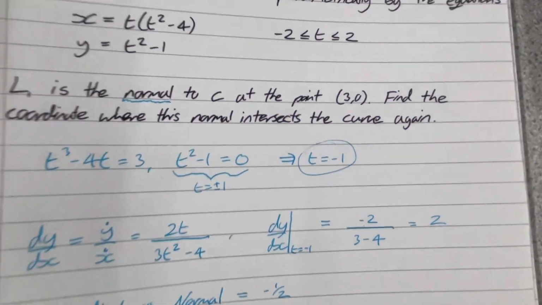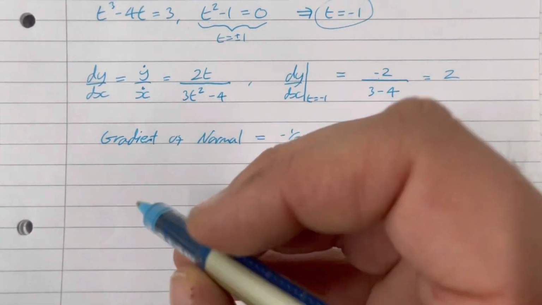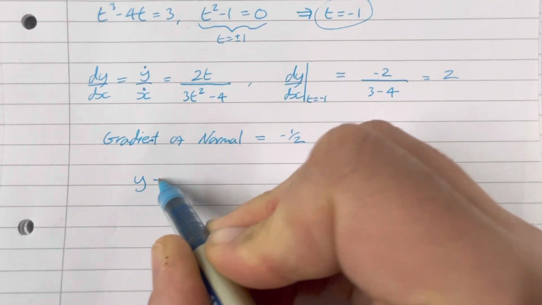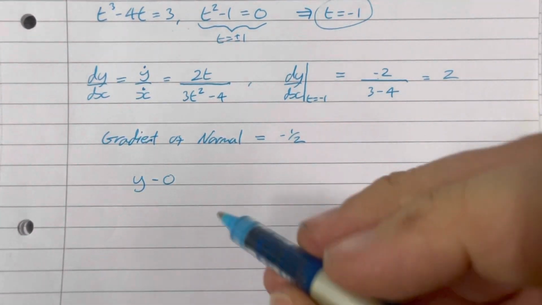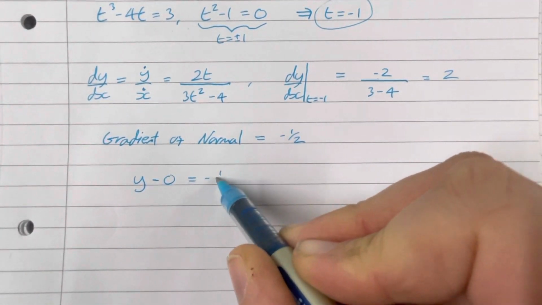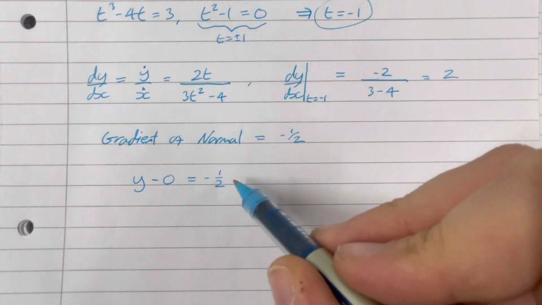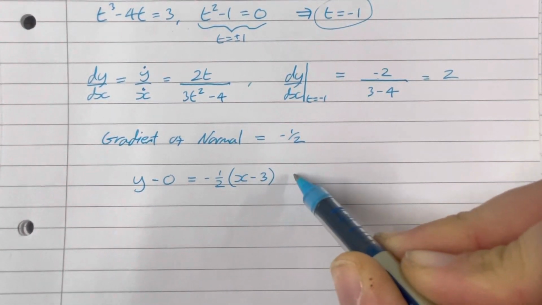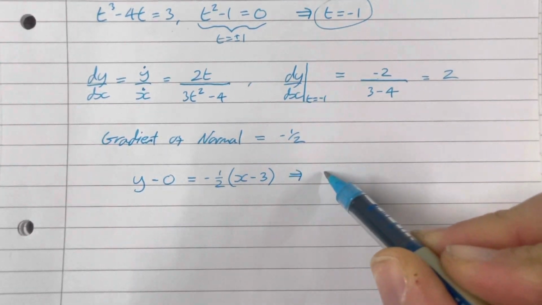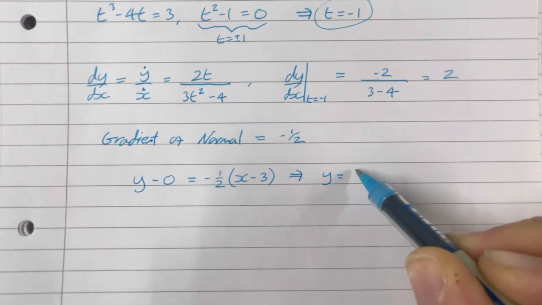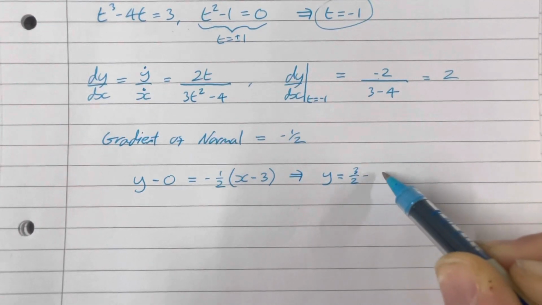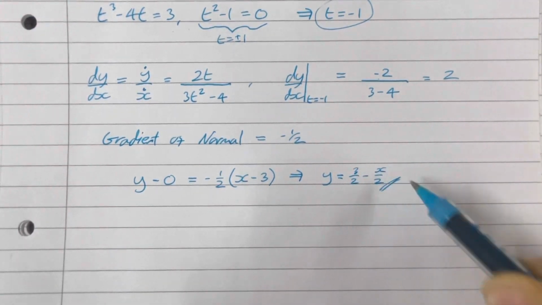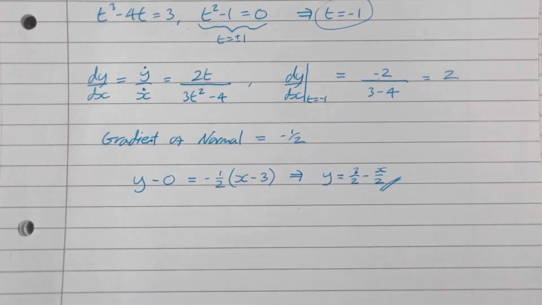Now I know it goes to the point (3, 0). So therefore the equation of the normal is going to be y minus y1, but y1 was 0. That's going to equal m, which we know is minus 1/2, times x minus x1, which was 3. So that gives us the equation of the normal as being y equals 3/2 minus x on 2. So that's the equation of the normal.